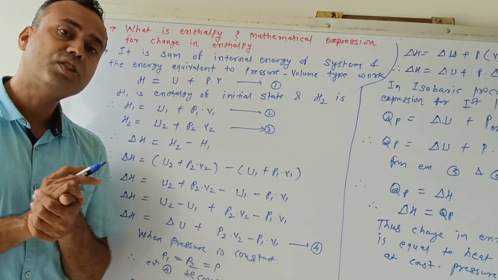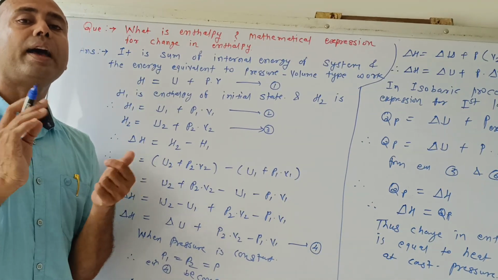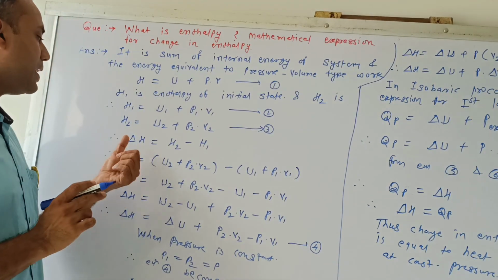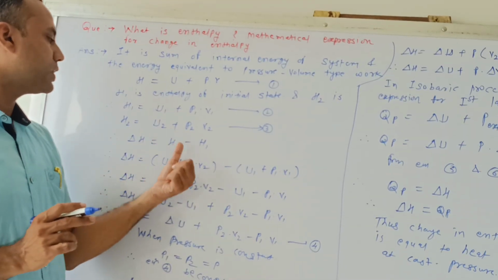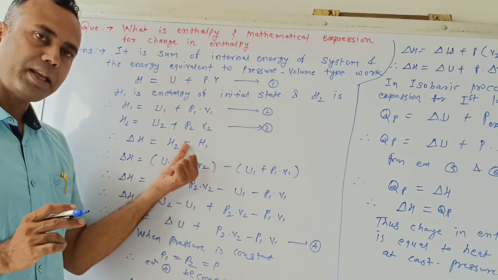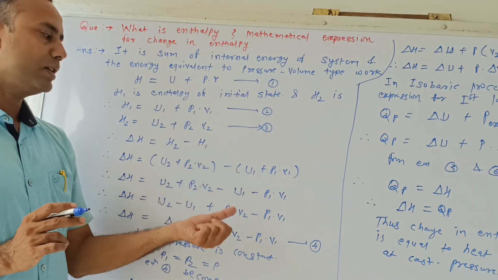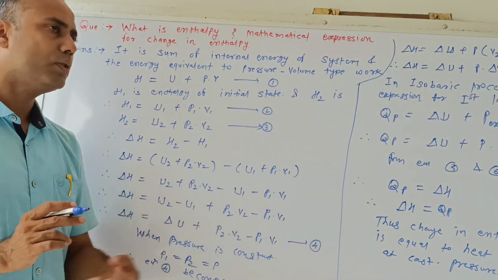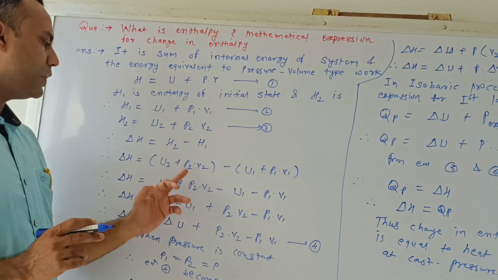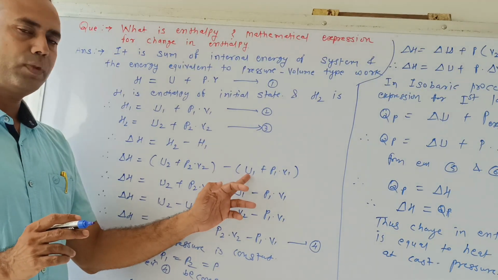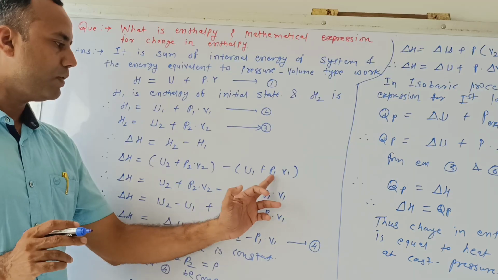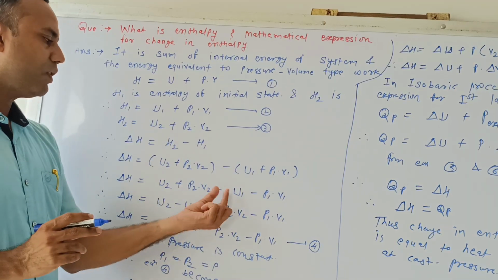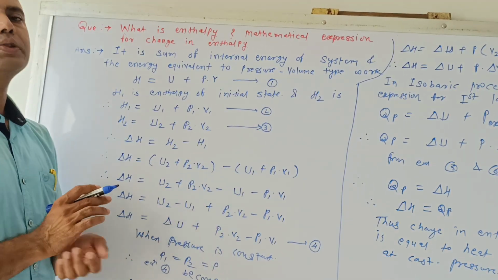Now what do we want? Change in enthalpy. Delta H is equal to H2 minus H1. So what is the value of H2? U2 plus P2 V2. Then which sign? Minus. What is the value of H1? U1 plus P1 into V1. So U2 plus P2 V2 as it is, minus U1 plus P1 into V1. Now taking the similar terms closer.